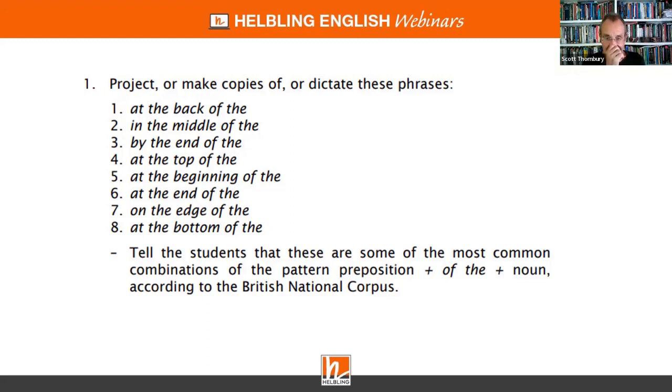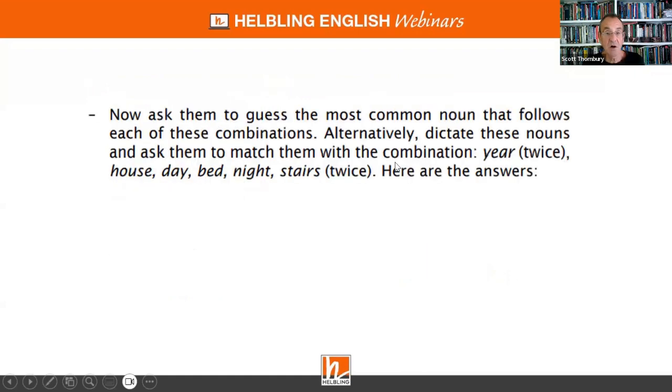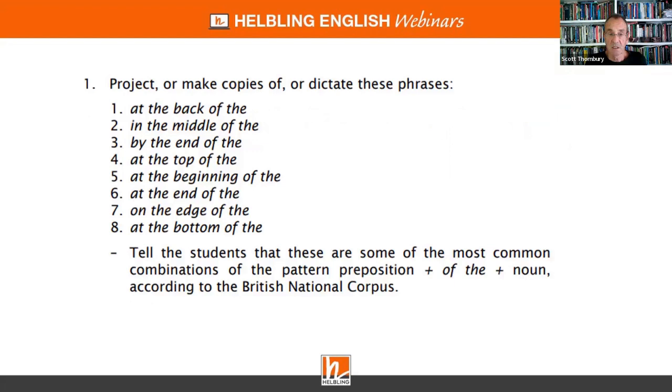So now I'm going to tell you what are the most common nouns for each of these chunks. No, you have to guess. I'm going to give you some nouns, and you have to tell me which ones go with which chunk. Some of them go twice. So these are the nouns, and you can write what you think, the number, in the chat if you want to. So if you think this one comes after 4 at the top of the, then you write 4.